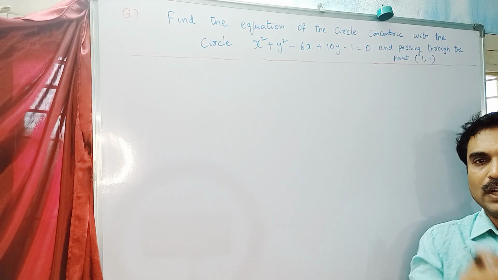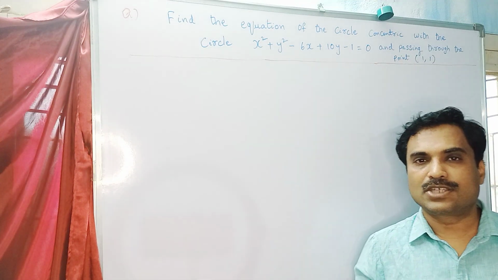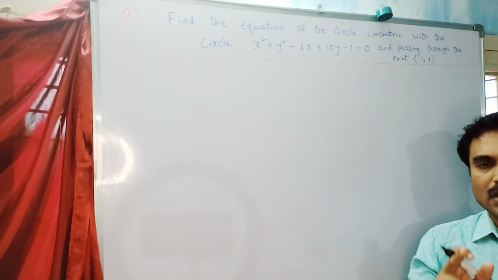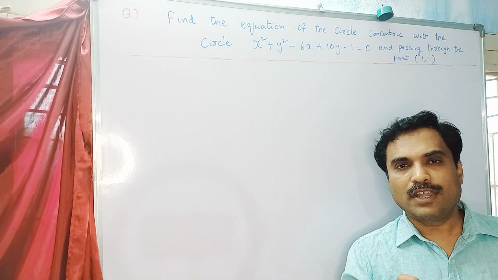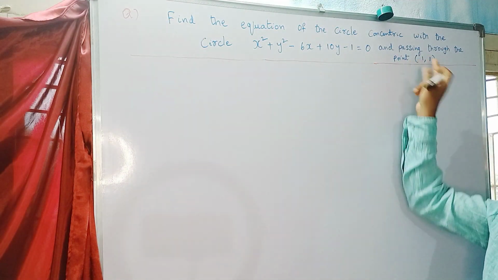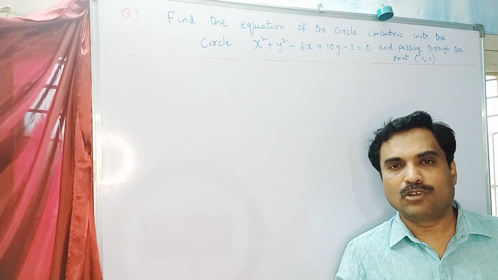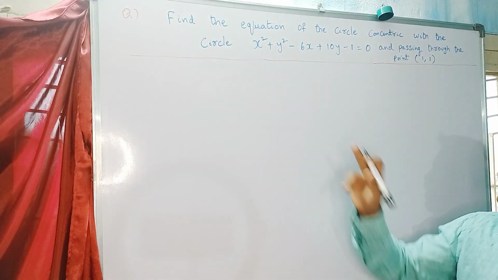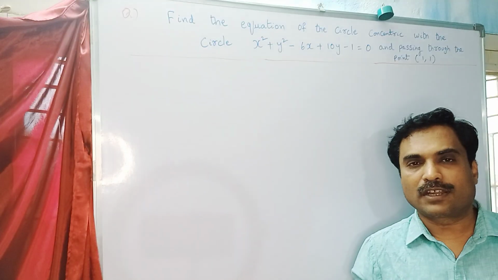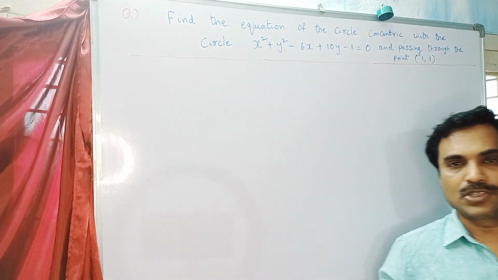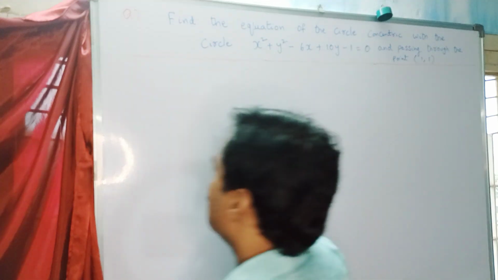After that you need to find the value of k by using the second condition. What is the second condition they have given? The required equation of circle is passing through the point (1, 1). So by using that second condition we will find the value of k. After that we will again substitute the k value in that required equation. That is the solution for this problem. So, step number one.